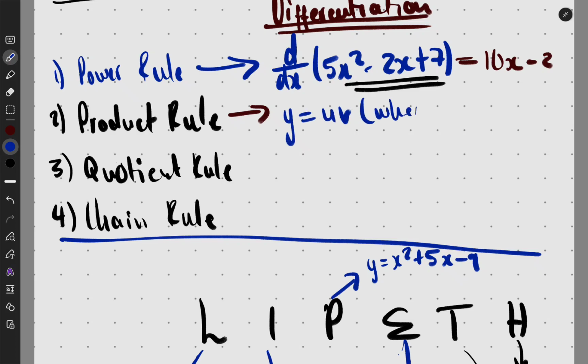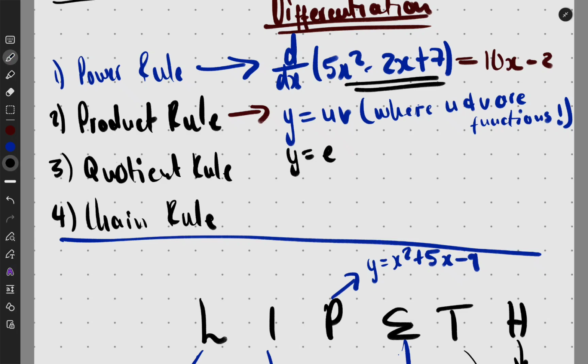Where u and v are functions. Remember, these are functions. These are not values. These are not variables. We don't have u as a variable like x and v. No. These are functions.